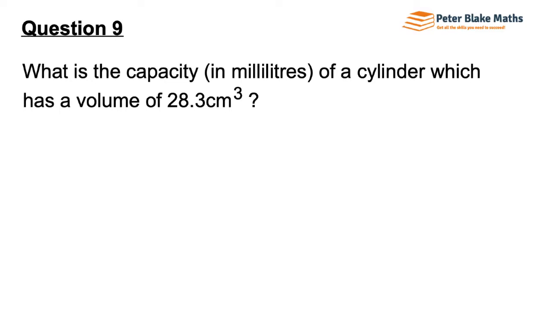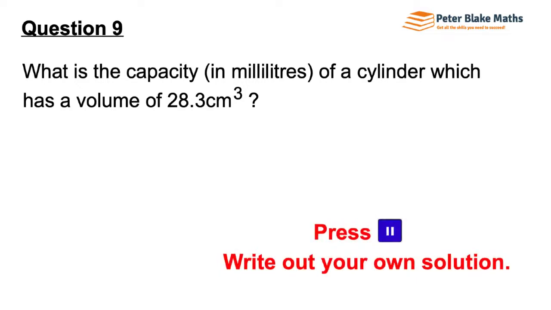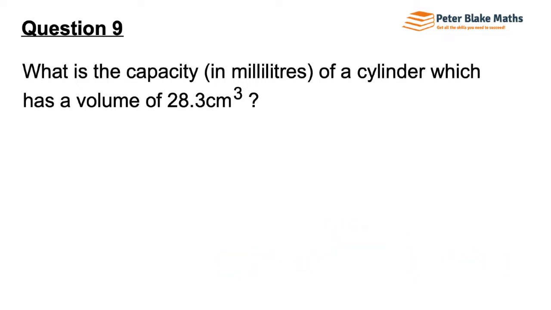Question 9. What is the capacity in milliliters of a cylinder which has a volume of 28.3 centimeters cubed? One centimeter cubed equals 1 milliliter. We'll need to know that capacity fact. 1 centimeter cubed equals 1 milliliter. It's a nice simple relationship, a 1-to-1 relationship. However many centimeters cubed we have, that's how many milliliters we have. So we don't have to do any fancy multiplication or division here.